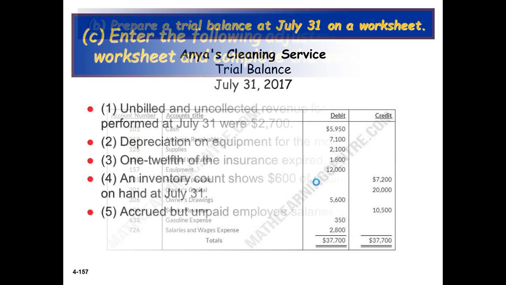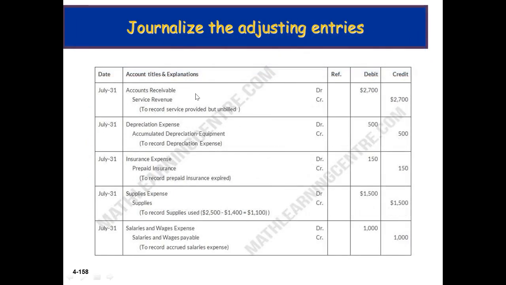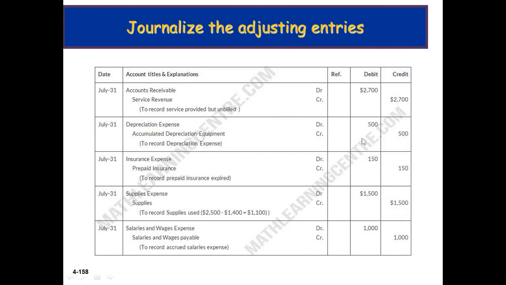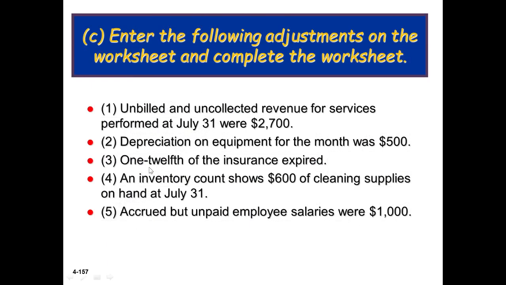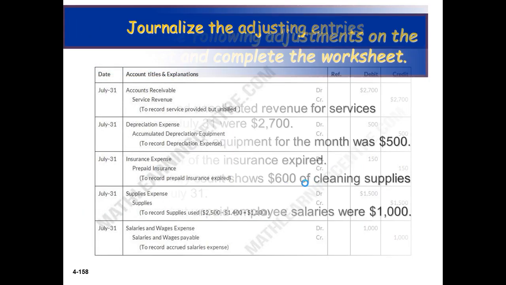Okay, and now enter the following adjustments. Unbilled and uncollected revenue for services performed on July 31st was 2,700. For this, accounts receivable debit and service revenue credit. Now depreciation on equipment: depreciation expense debit, accumulated depreciation credit. Now 1/12 of the insurance expense. That means insurance expense debit and prepaid insurance credit.